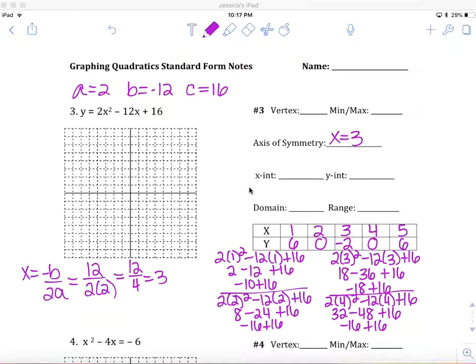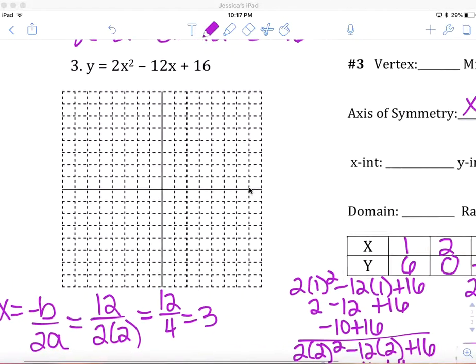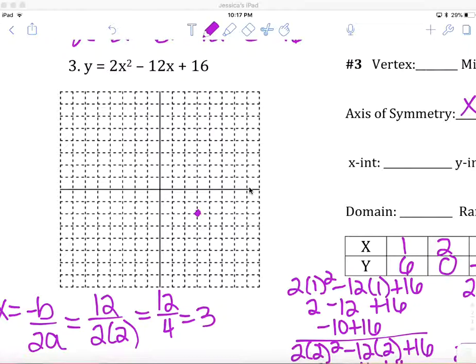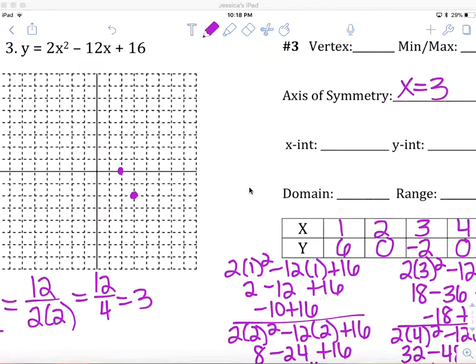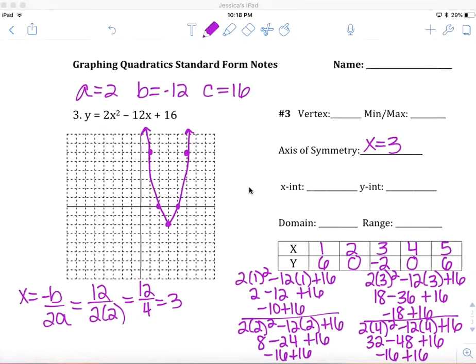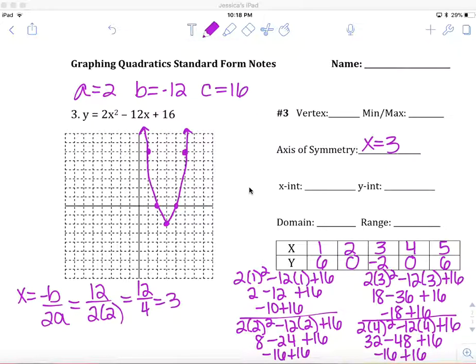Now I can plot these points. I have 3, negative 2. I have 2, 0. I have 4, 0. I have 1, 6. And I have 5, 6. Go ahead and pause the video, try to fill in the missing vocab, and then check with me once you're ready.